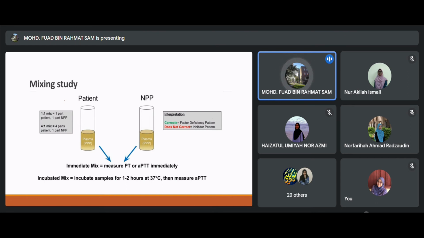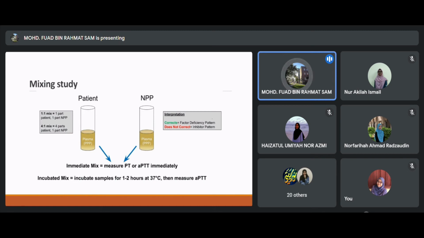Kalau awalnya is a prolonged PT or is a prolonged APTT, kan? Kita tambah dengan normal plasma and then correct. Masa tu, is interpreted maybe the patient is prolonged PT or APTT because of factor deficiency. Tapi if the patient plasma mixed dengan normal plasma and then the value is not correct after the mixing, so most likely is represent as a inhibitor punya pattern.